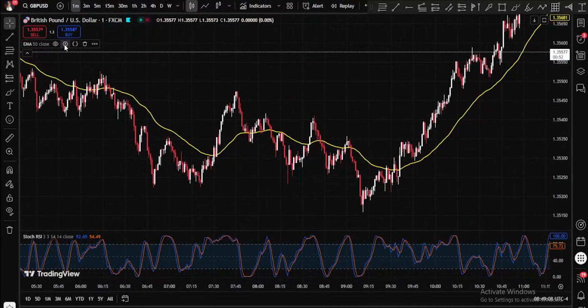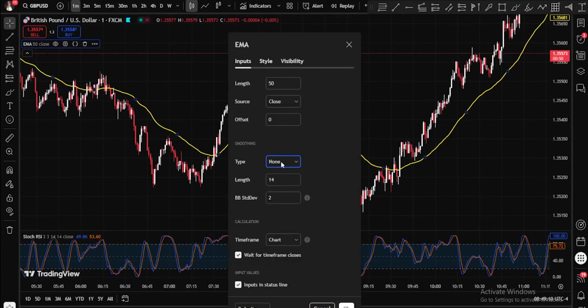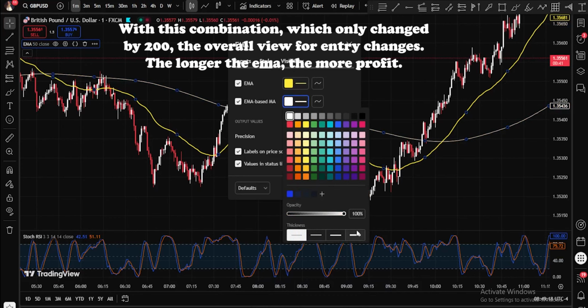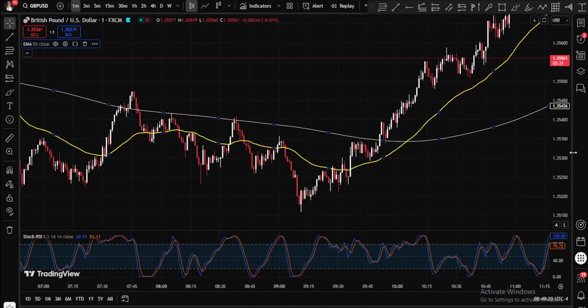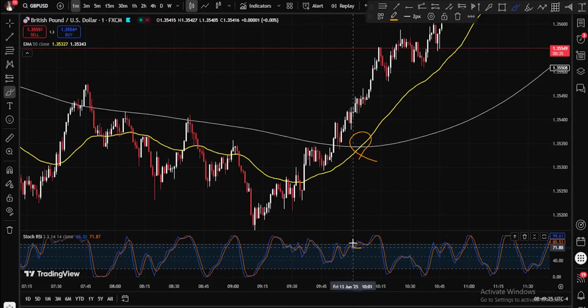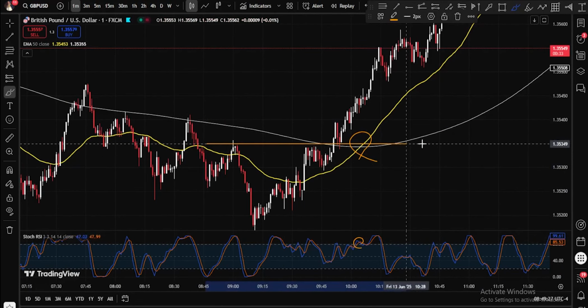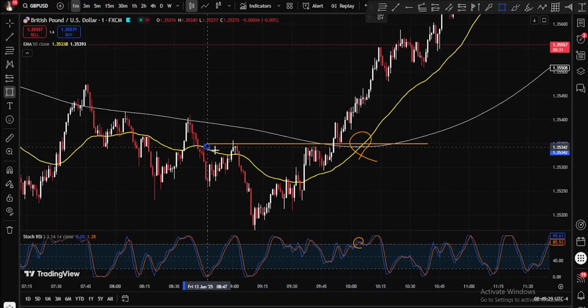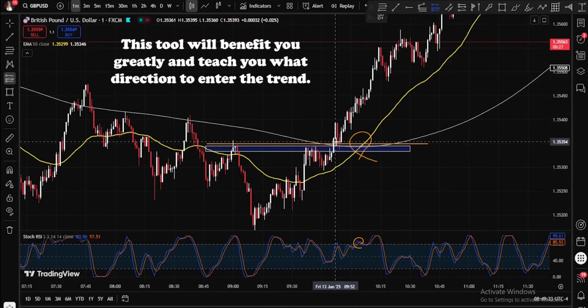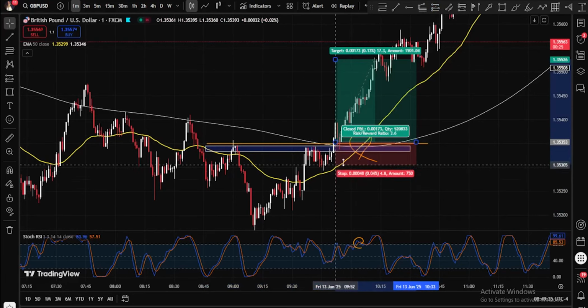The second strategy I want to introduce to you is the combination of EMA with stochastic indicator. This method works very well for highly volatile markets. To start, add 2 EMAs to your chart, one EMA 50 and one EMA 200. These will help you understand the general direction of the trend. Then add stochastic and set its settings to 14, 3, 3.